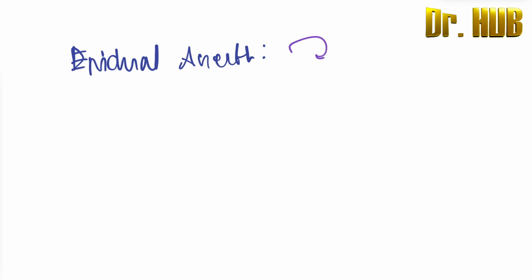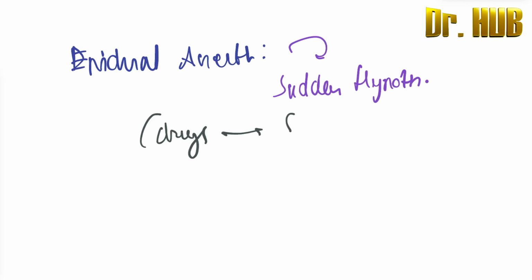During epidural anesthesia, what you get is a sudden hypotension. Sudden hypotension is due to the drug entering the subarachnoid space, the SAS. So this leads to the sudden hypotension.